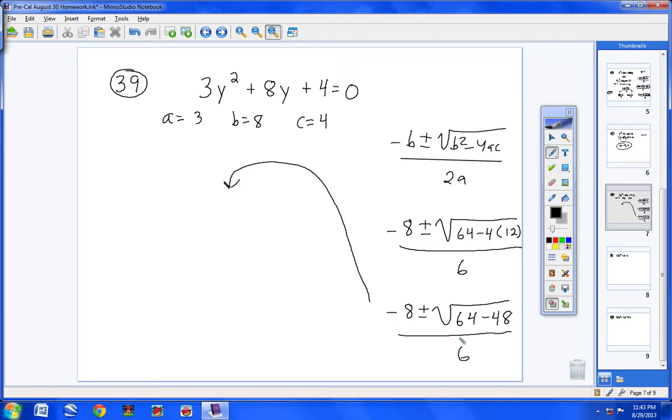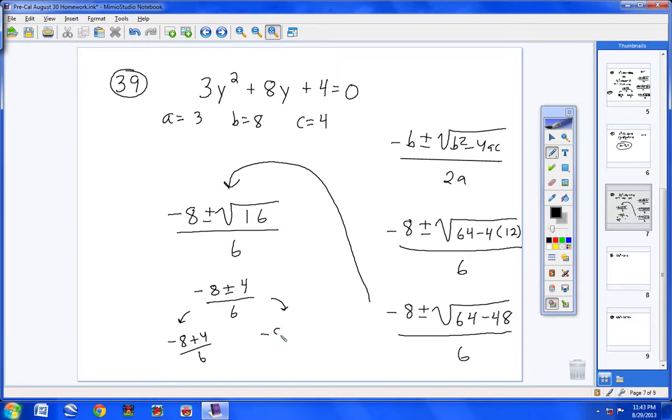All right. Now look under your radical here. You can still do some more simplifying. We have 64 minus 48, so negative 8 plus minus the square root of 16, because 64 minus 48 is 16. And that's all over 6. Now we know the square root of 16 is 4. So now I have negative 8 plus minus 4 all over 6. And now we're going to rewrite this two different ways. Negative 8 plus 4 over 6, and negative 8 minus 4 over 6.